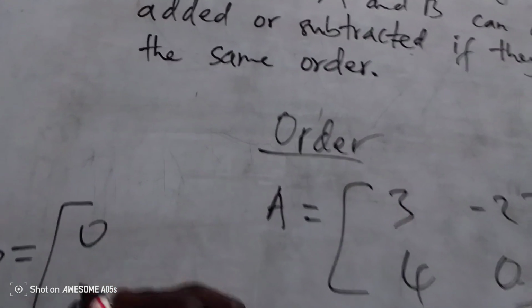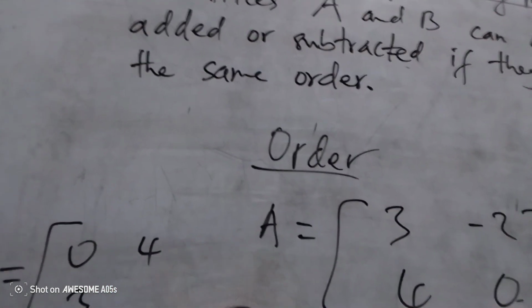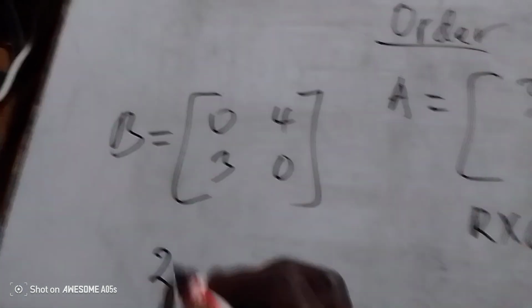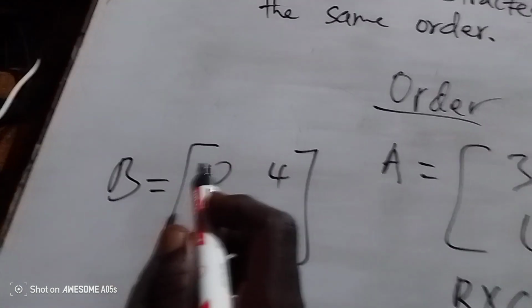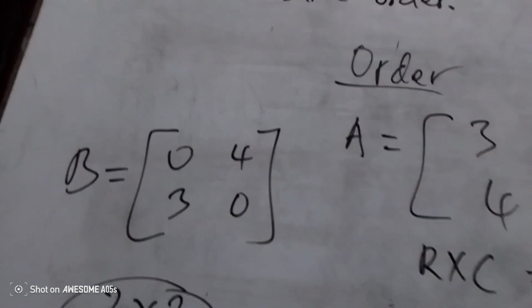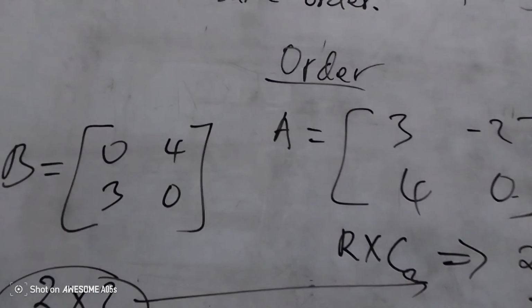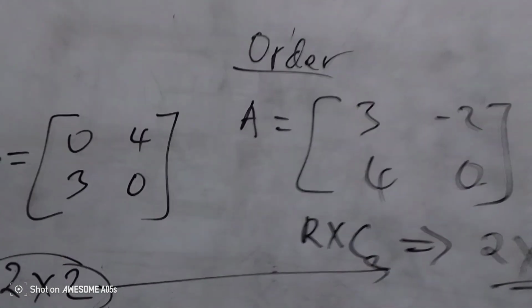If you have got another matrix, 0, 3, 4, 0, the order is also 2 by 2. Why? Because you're seeing 1, 2 rows, 1, 2 columns. So this matrix and this matrix, they can be added or subtracted. Why? Because the order is the same.